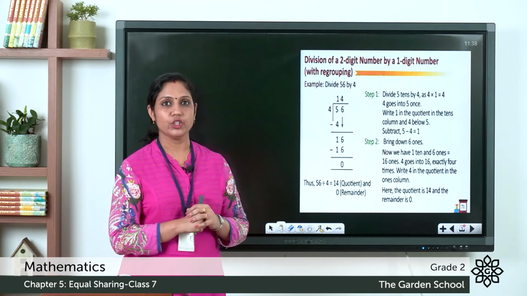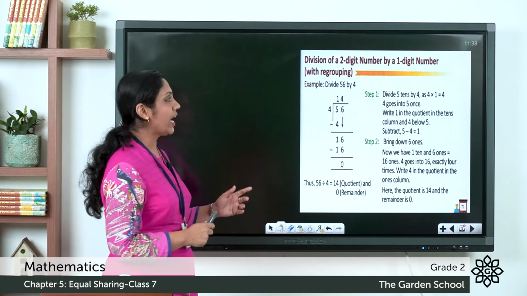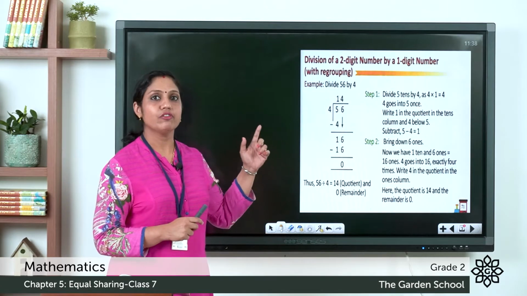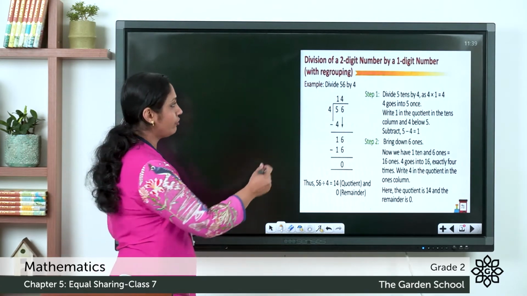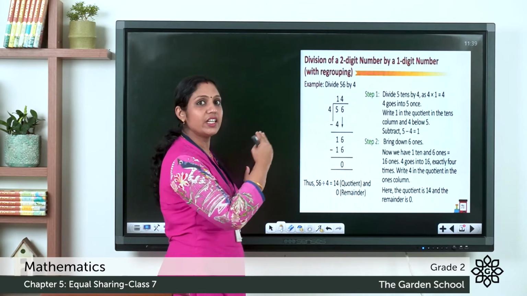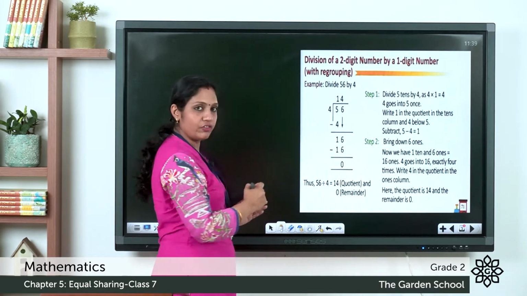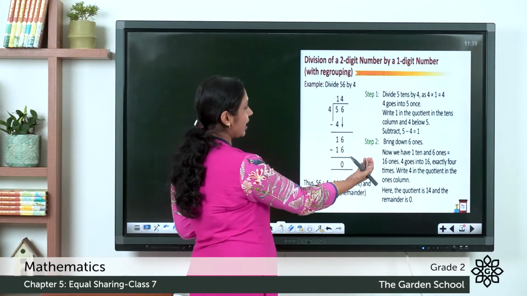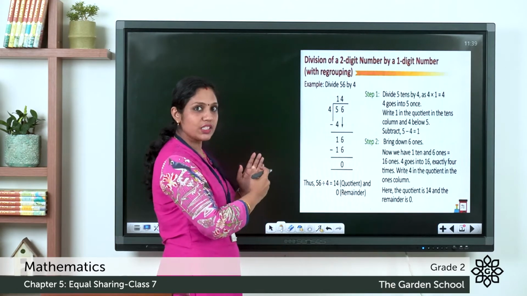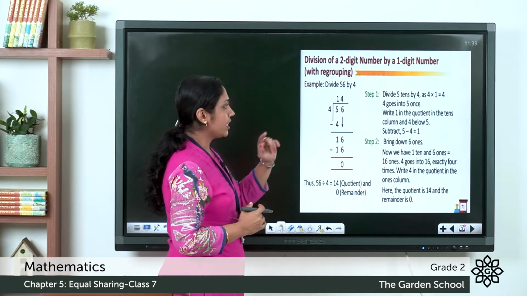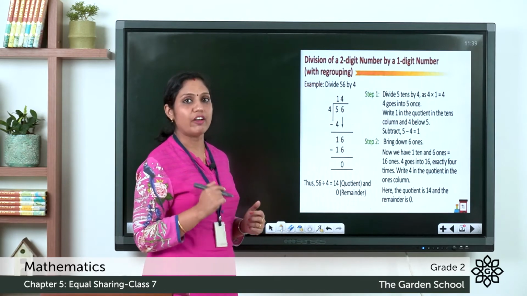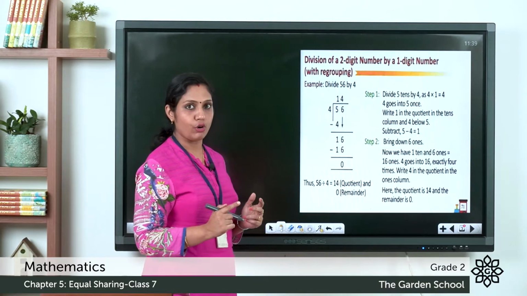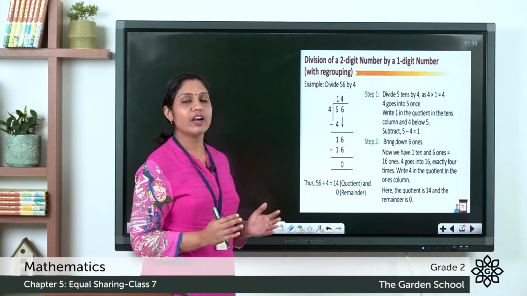So how are we going to divide it? Let's see. We have the dividend 56 and the divisor 4. So how should we write it? We have to draw a line and write the dividend inside the line. That is, 56 is written inside the line and the divisor outside the line. So 4 is the divisor and 56 is the dividend. Now which table should we check? We have to check the table of 4 because we have the divisor 4.